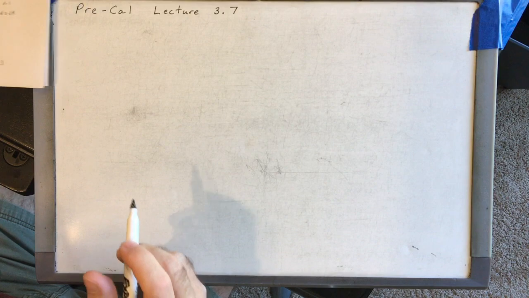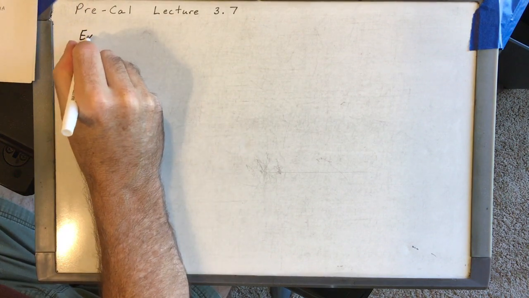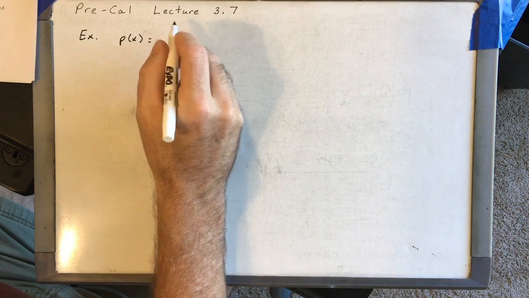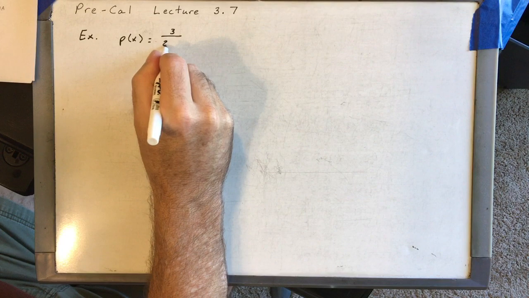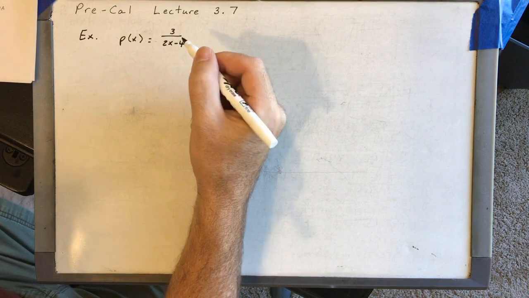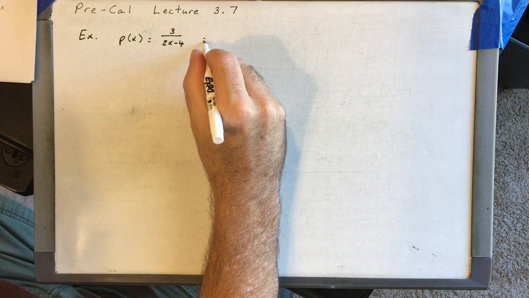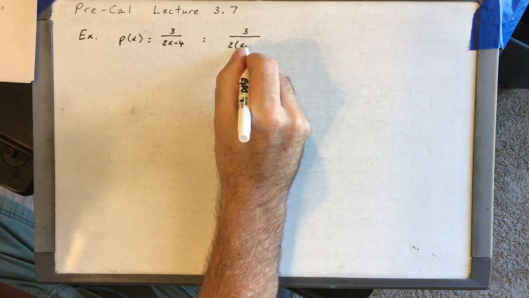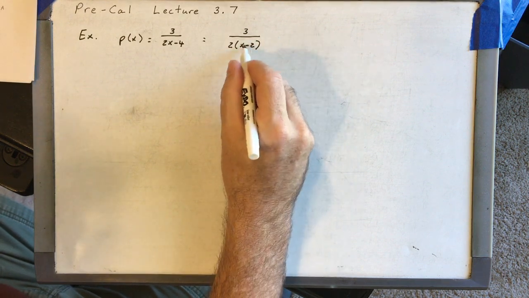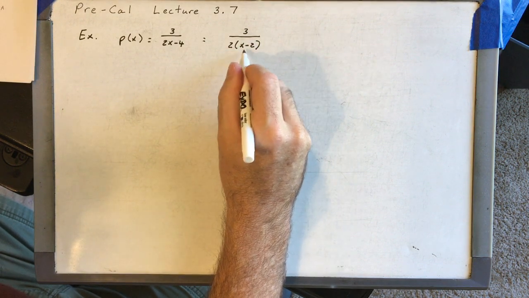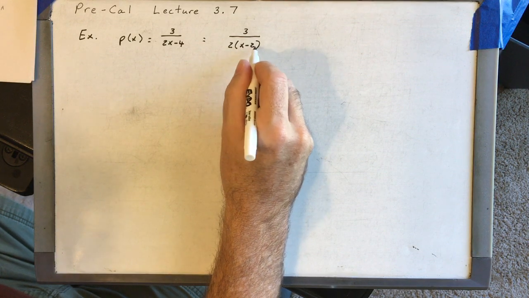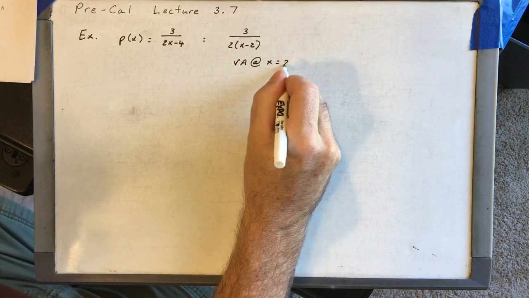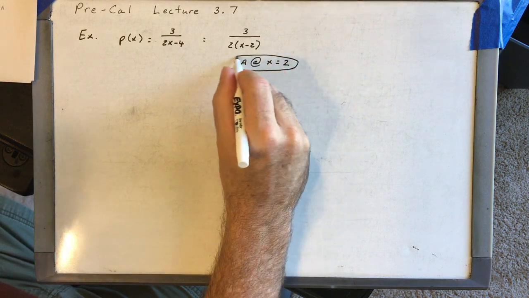Okay, our first example from your notes is find the vertical asymptotes of p of x is equal to 3 over 2x minus 4. All right, so what you want to do is let's factor the denominator. We'll factor out a 2. You'd have x minus 2. And where is the denominator 0? Well, it's at 2. That'll make the denominator 0. So we have a vertical asymptote at x equals 2. And that's all we're doing.